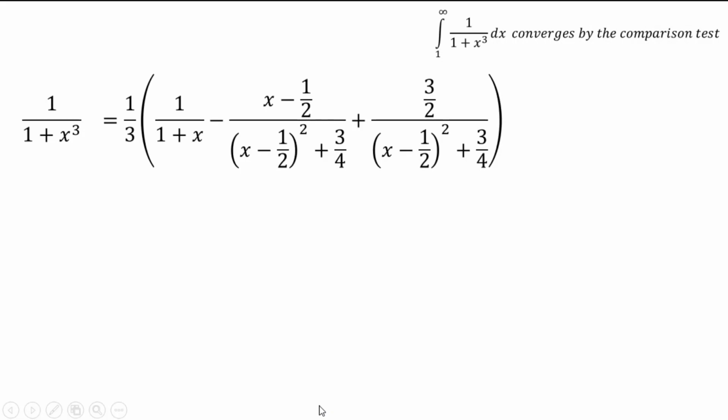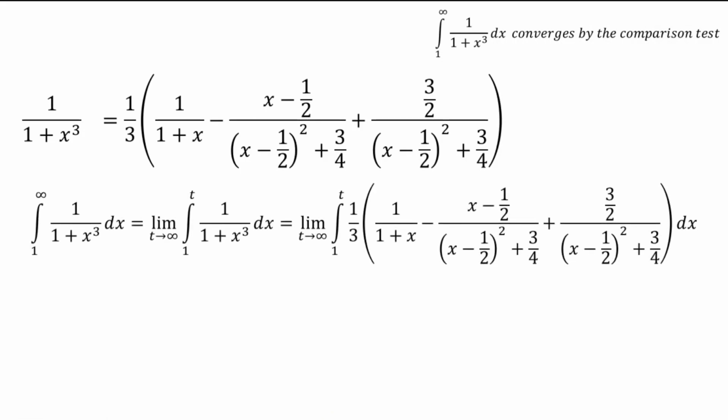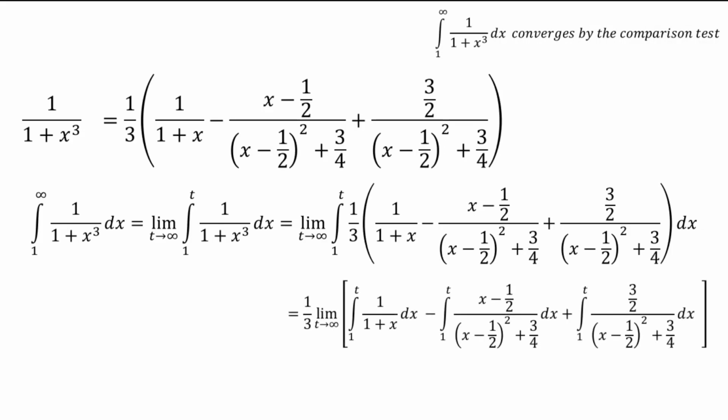Alright, so let's carry this out. I'll get my original integral, my improper integral. I'm going to change it into a limit of a definite integral. And I'm going to integrate term by term. Okay, with these definite integrals, I can integrate term by term. Each one individually I know how to handle.